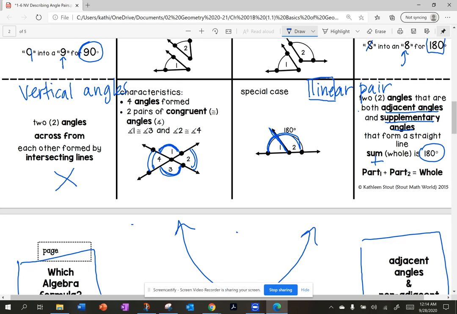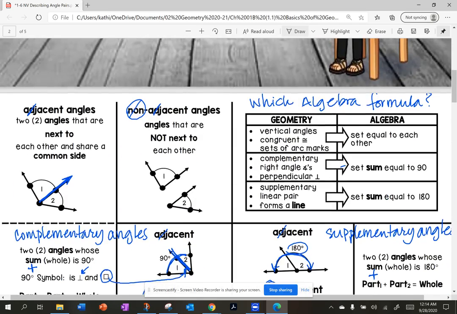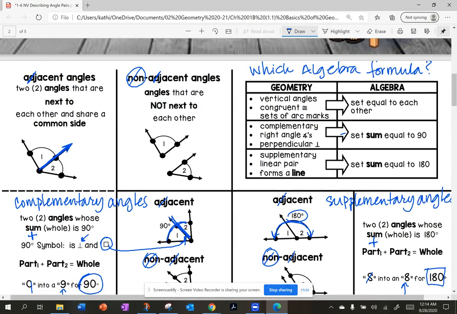Okay, so how do I decide which formulas to use? When I have vertical angles or congruent angles or arc marks, I set my angles equal to each other. If I have complementary angles or right angles or perpendicular, then I set my sum equal to 90. If I have supplementary, linear pair, or something that looks like a line, I set my sum equal to 180. Okay, so let's do some examples here.